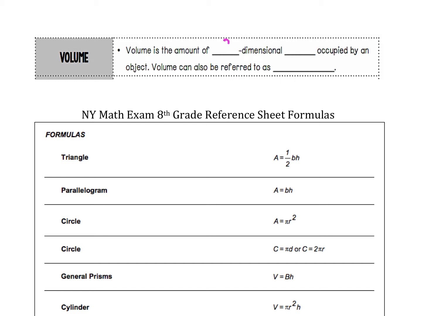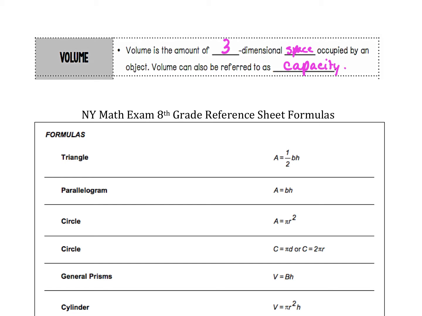So let's fill those in. 3D or three-dimensional space occupied by an object, and volume can be referred to as capacity. How much an object can hold.